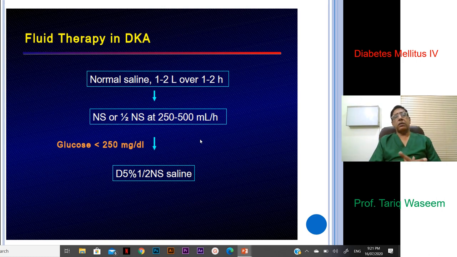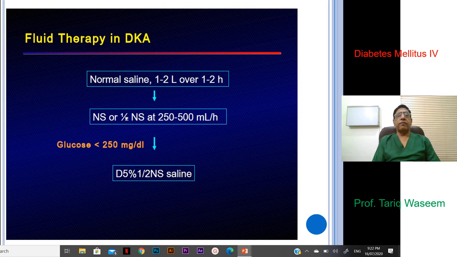The main pathology in diabetic ketoacidosis is osmotic diuresis leading to very severe dehydration, right? So there is hyperglycemia and glycosuria, which takes water along with it, and the patient becomes dehydrated. So the first priority in treatment is managing their dehydration. You usually start with normal saline and give 1 to 2 liters over the first 1 to 2 hours.